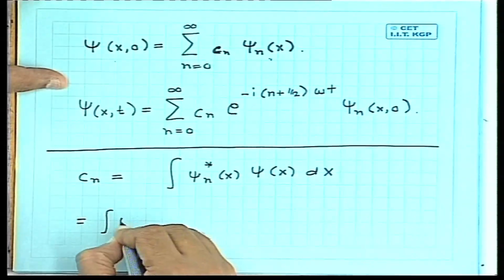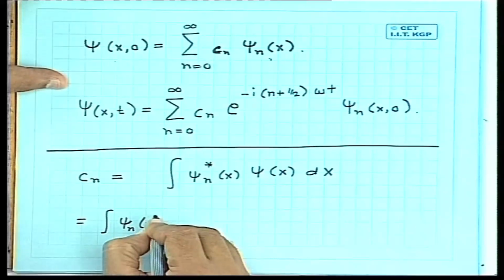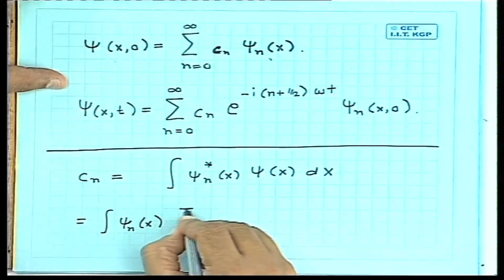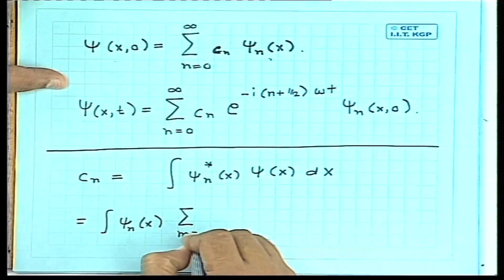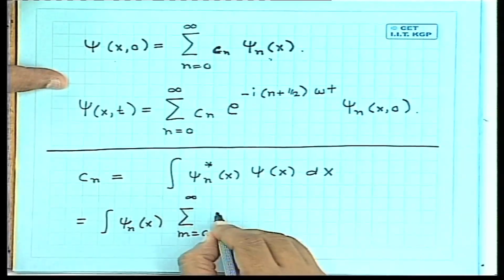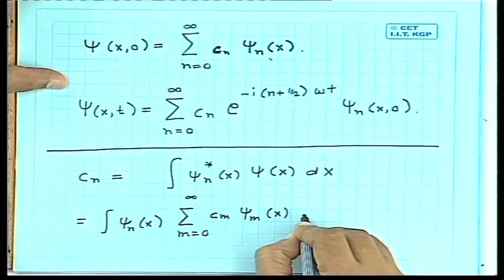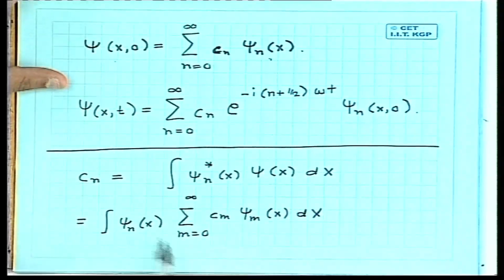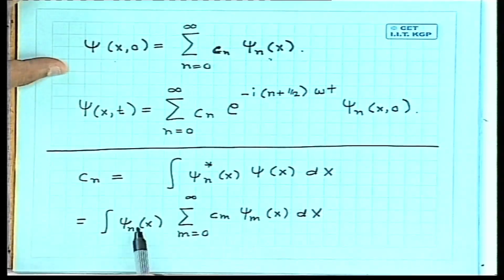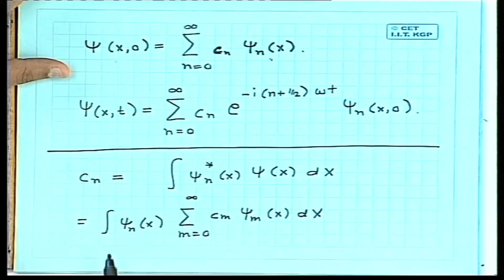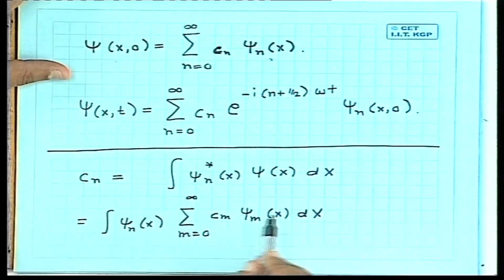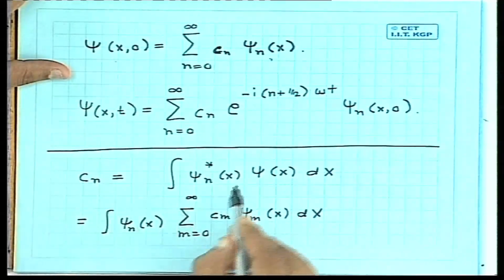This is equal to the sum of Cm times psi m x, and this I can expand. This integral is 0 if n and m are different. It is equal to 1 only when n and m are the same. So it gives us Cn, and when m is not equal to n, this integral disappears. So we see that Cn can be obtained in this fashion.